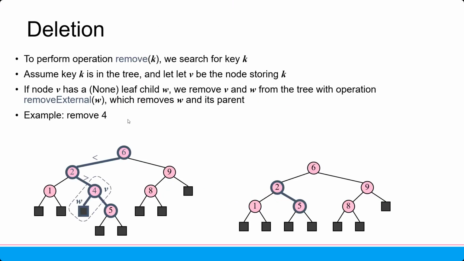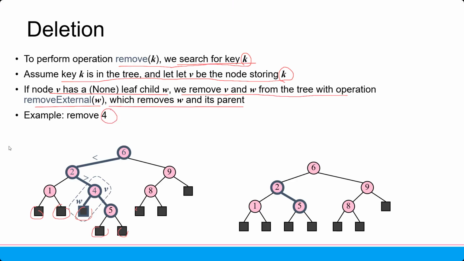Deletion. In the deletion, we want to remove. Before we remove it, we need to search where k is. So assume k is in the tree and let v be the node storing k. If v has none or a leaf child w, like this one, we can remove v and w from the tree with the operation removeExternal. So we need to remove the external node, or we remove the leaf, w and its parent.